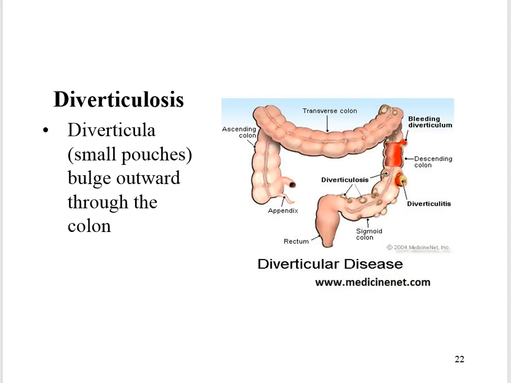Diverticulosis, it's the presence of diverticula, which are small pouches, and they bulge outward through the colon. As a person ages, pressure within the colon causes bulging pockets of tissue. These are the diverticula that push out from the colon walls, found mostly near the end of the sigmoid colon. Now, if these diverticula become infected or inflamed, then it's diverticulitis, and that's an acute inflammatory disease.